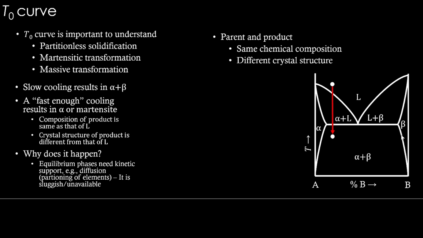Meaning A and B elements should interdiffuse over long range distances and become alpha and beta phases, right? More importantly, alpha and beta should also nucleate and grow. So these things are tough. If enough activation time is not available, this diffusion cannot happen and these kinds of equilibrium phases cannot come.